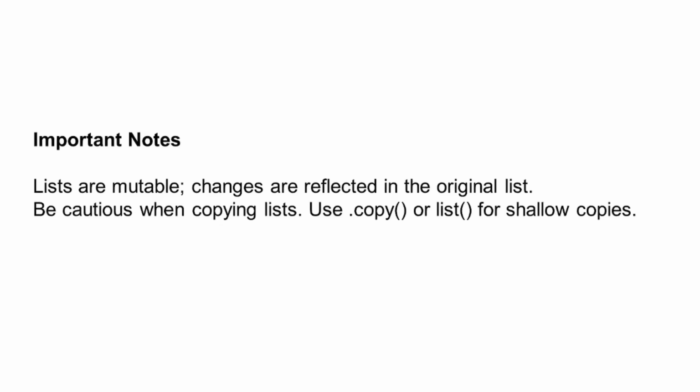Important note: lists are mutable, so changes are reflected in the original list. Be cautious when copying lists. Use dot copy or list, which make a shallow copy, because when you change anything in the list, since it is mutable, it reflects in the original list. So when you want to just copy, use dot copy or use shallow copies.